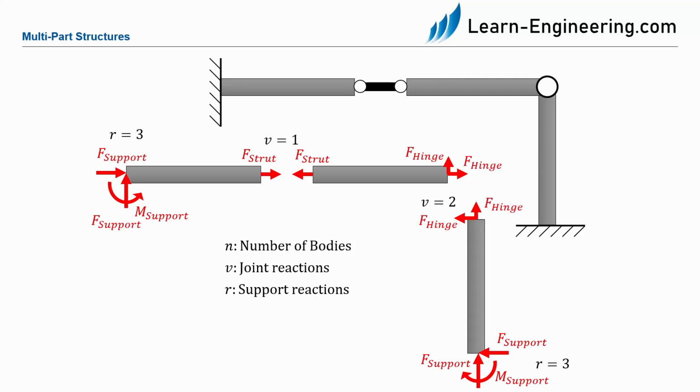If we now use the letter N for the number of bodies, we can use the following equation for static determinacy in multipart structures: R plus V equals 3N. If we apply this equation to our multipart structure, then with the 2 supports, we have a total of 6 support reactions, and with the 2 joints, we have 3 joint reactions. So we can write R plus V equals 6 plus 3 equals 9. Since we have 3 bodies, the degrees of freedom of the bodies here is 3 times n, so 3 times 3, therefore also 9. Thus, we know that this multipart structure is statically determinate.